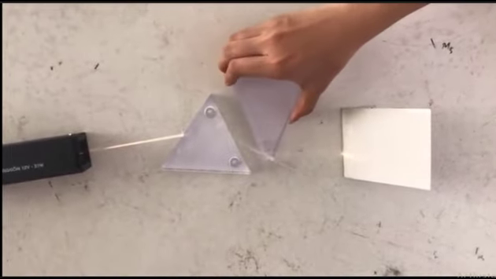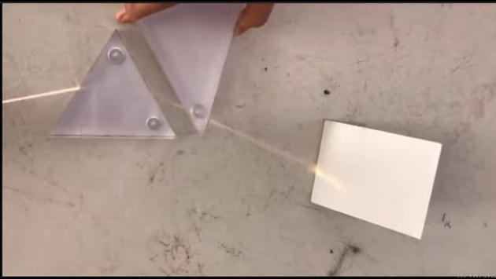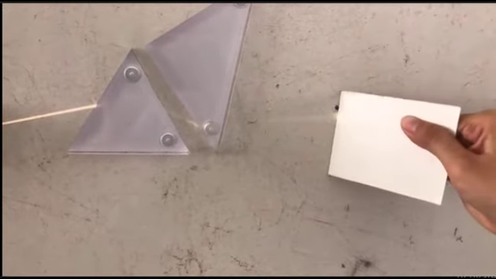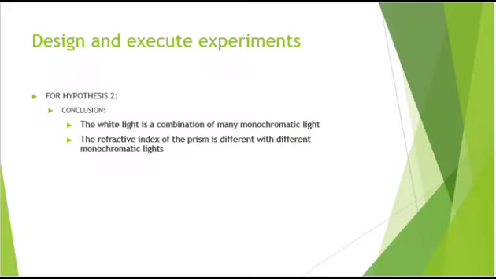I take it out. We see many color lights. I put another prism on. We obtain white light. From the result of this experiment, we can conclude that white light is a combination of many monochromatic lights. It is one of the reasons why the dispersion of light happens.